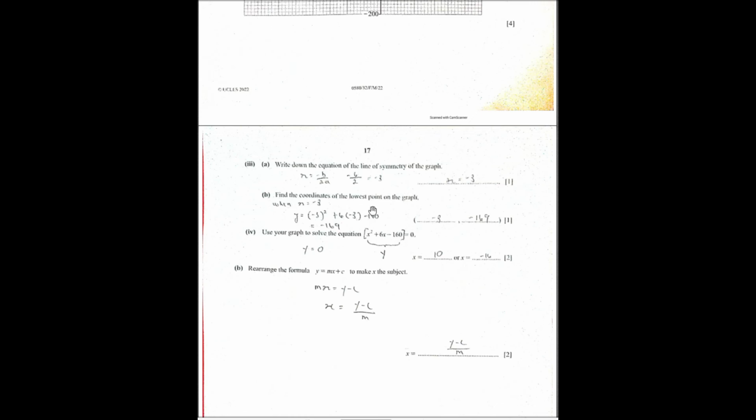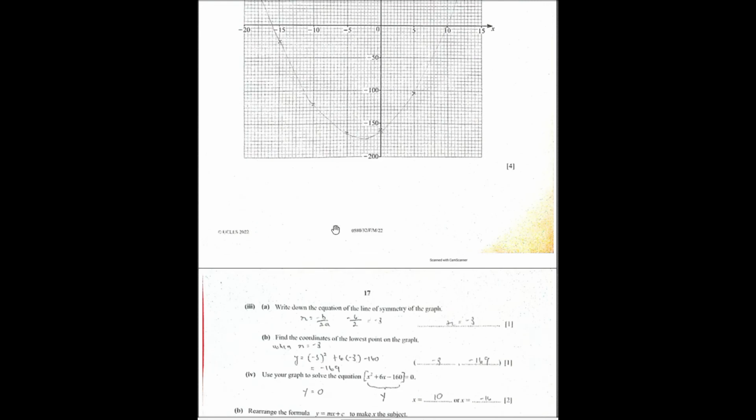Question b, find the coordinate of the lowest point on the graph. So the coordinate of the lowest point is asking for the minimum point of this graph here. Since we already have our x value, we just take our negative 3, we substitute it into the original equation, and we should get our y value as negative 169. So that will be our answer.